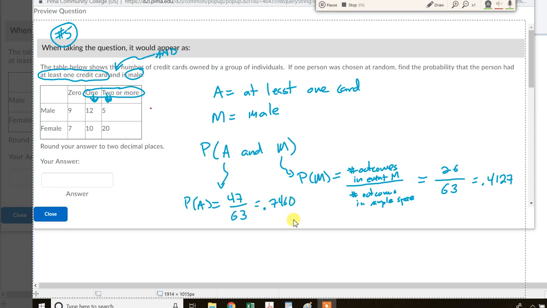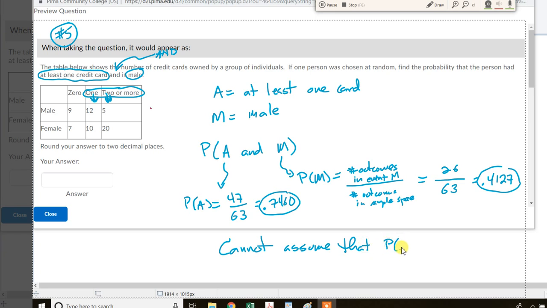Now, the next question is, can I just multiply these? Can I take the 0.7460 times the 0.4127 to get the probability of A and M? And the answer is only if they're independent. Is the number of credit cards that you own and your gender, is that independent? Maybe, maybe not. We don't know. So I cannot assume that I can just multiply them.